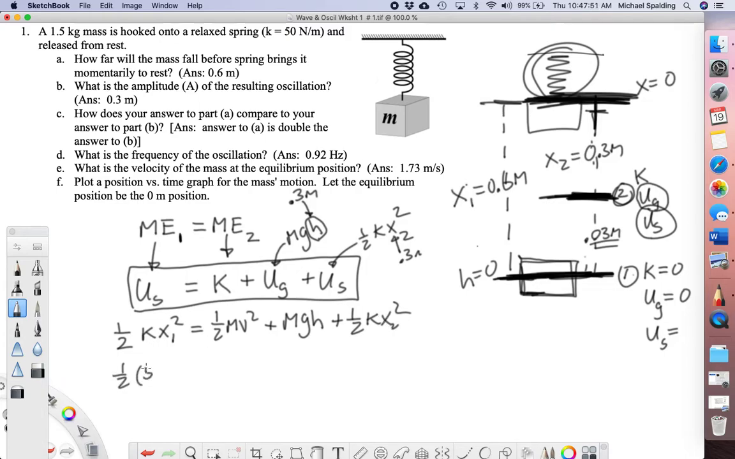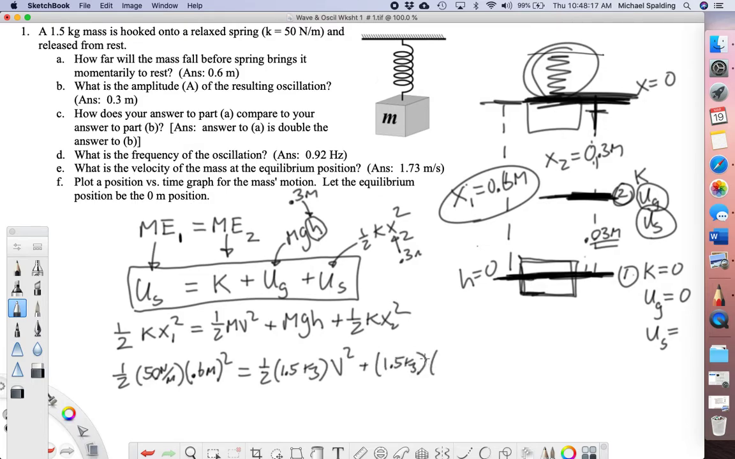I'm going to leave units out here. K, well, let's put it in, newtons per meter. X1 was 0.6, right? That's how far the spring was stretched to get to the lowest point. Squared equals 1/2. The mass is 1.5. Velocity is what we're looking for. Mass is 1.5. G is 10. H is 0.3.